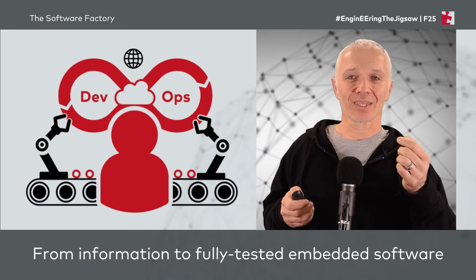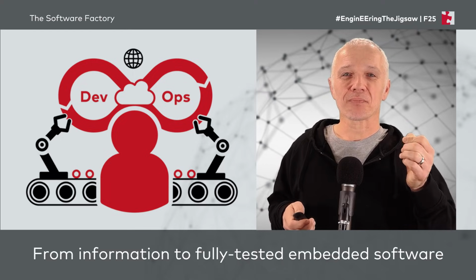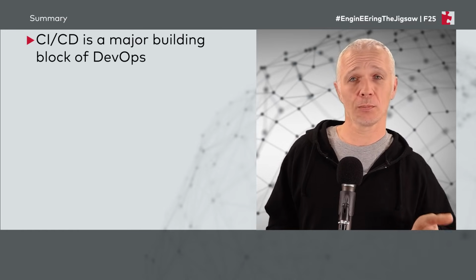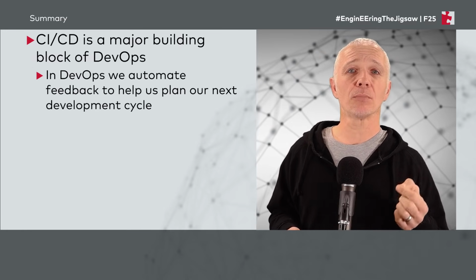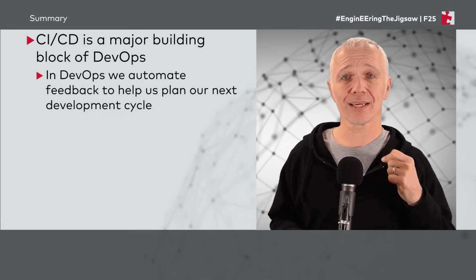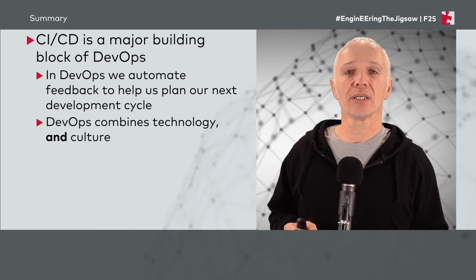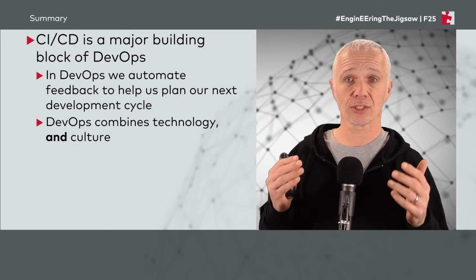So that's everything we're going to say for now. Please remember, CI/CD is a major technical building block of DevOps. And in DevOps, we automate feedback to help us plan our next development cycle. But the technology alone is not enough if we are really intent on achieving DevOps.